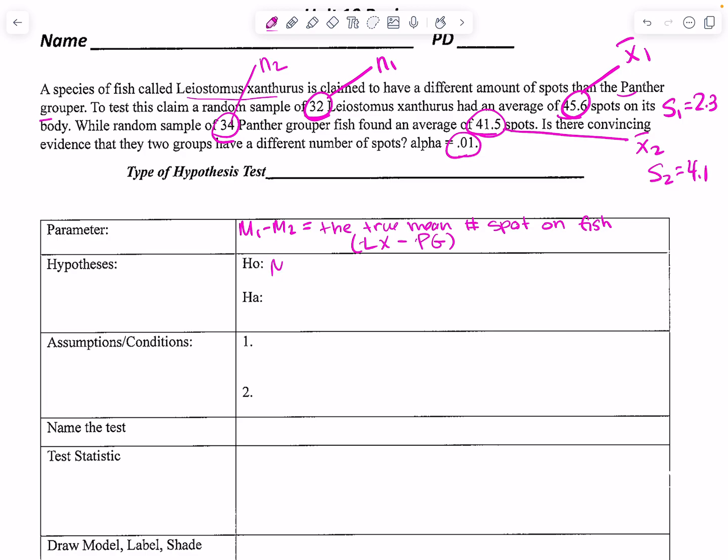Okay, my H0 is that there's no difference, so mu1 is equal to mu2. My HA: this asks for different number of spots, so that would be a not equal to. So my HA is mu1 is not equal to mu2. My assumptions and conditions, I look and I say, yes, there is a random sample of both.